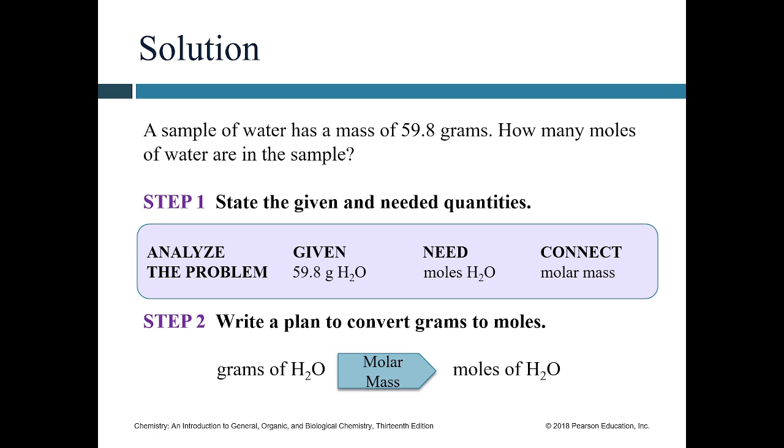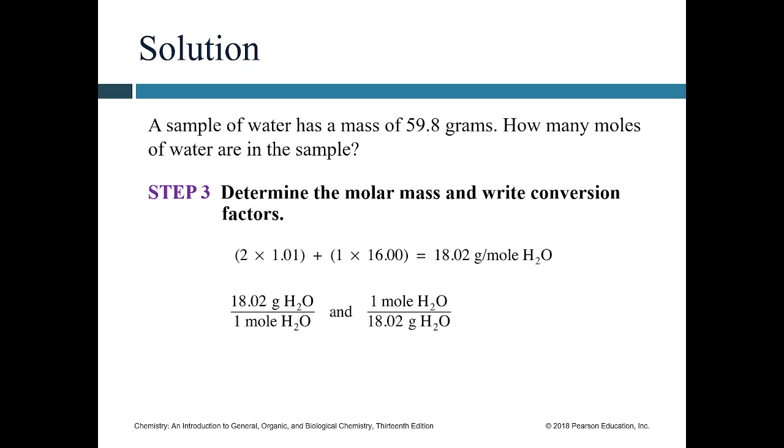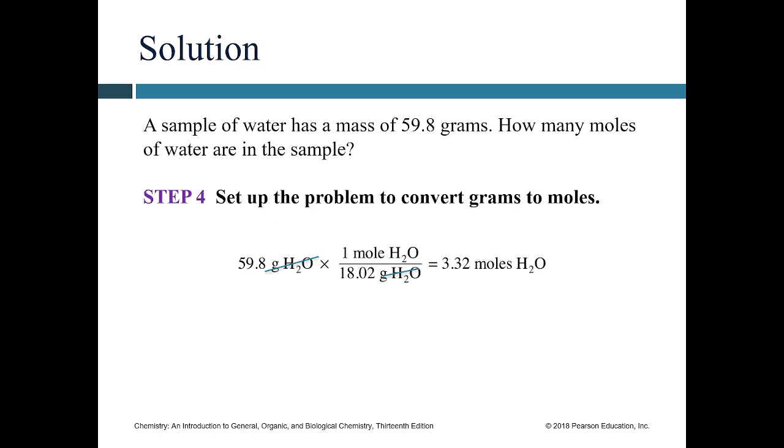Okay, so how do you do this problem? Well, you're going to take the 59.8 grams, right? You're then going to take the numbers from the periodic table, add them together. So 2 plus 16, right? You're again going to take the 59.8 grams, divide it by that 18.02 grams per mole. And that's going to give you the 3.32 moles.